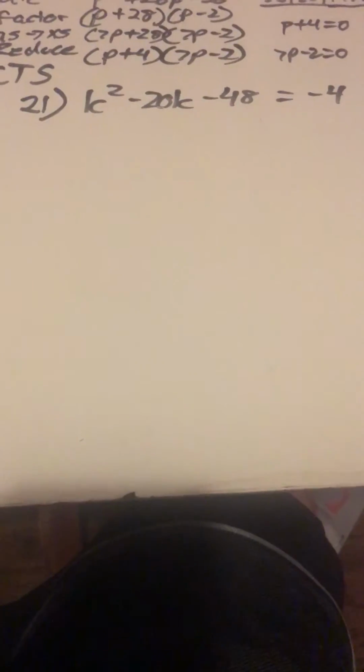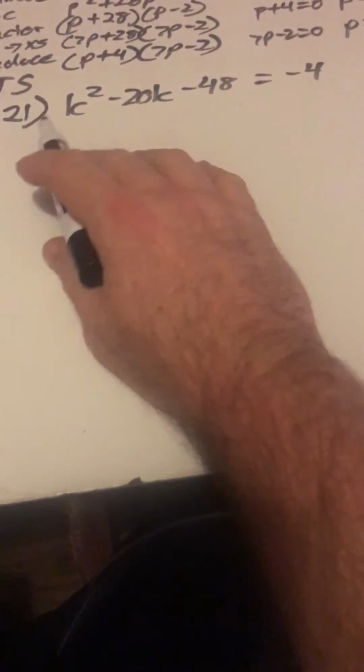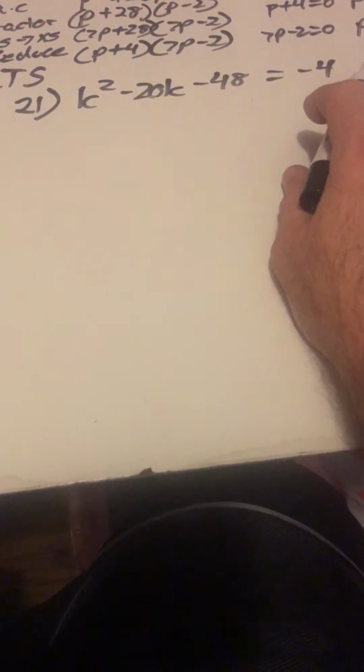Okay, now what's another way that we can solve? Now we're looking at completing the square, and that is for 21 and 22. So I'm going to do 21. You follow the same exact steps, and it'll work for 22, I promise you.